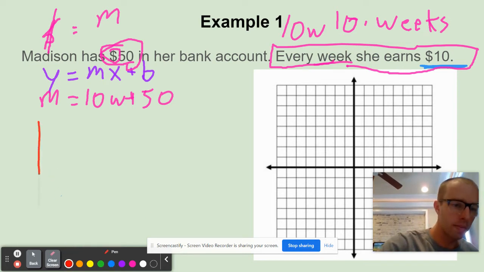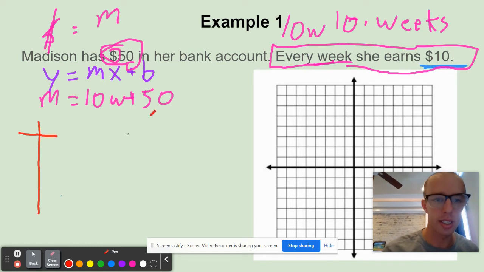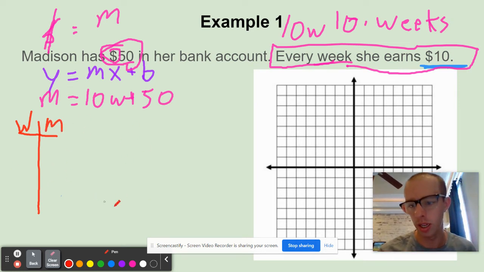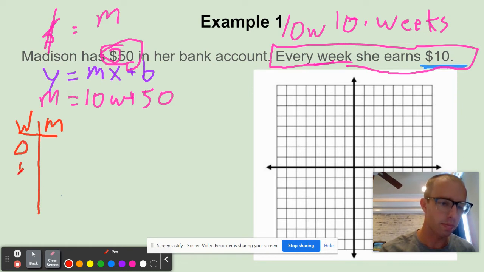So I'm going to make a table where I have, what's my x? My x in this situation is W, so it's going to go first. And money is my M. I want this table to show, let's do 3 points, where I tell you the amount of weeks and you tell me how much money she has. So let's write a 0, 1, and 2.